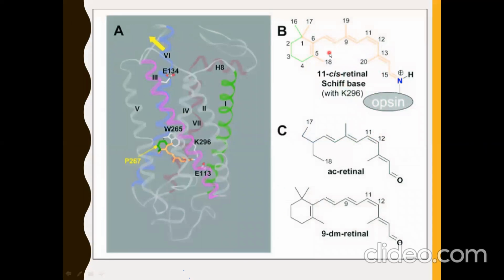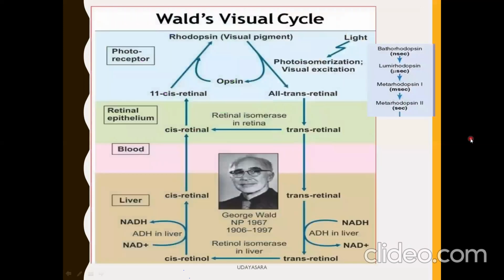So rhodopsin is composed of the retinal component and the opsin. It is a conjugated protein, and retinal is in the 11-cis form. It forms a Schiff's base with the epsilon amino group of the lysine present in the opsin. Next we will see about the Wald's visual cycle.